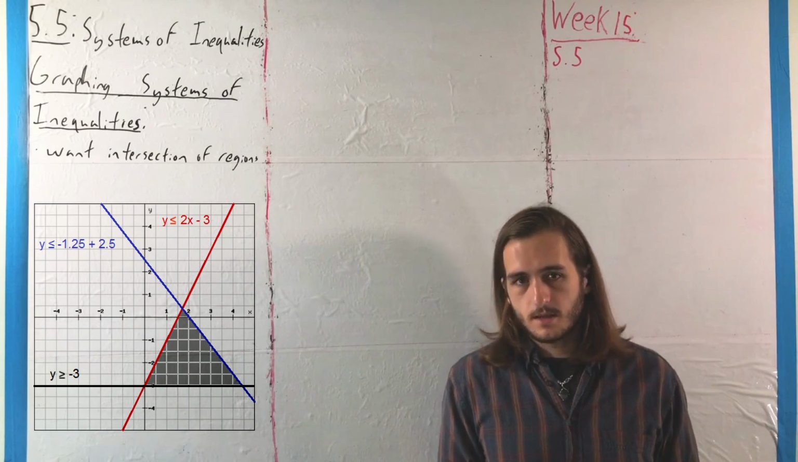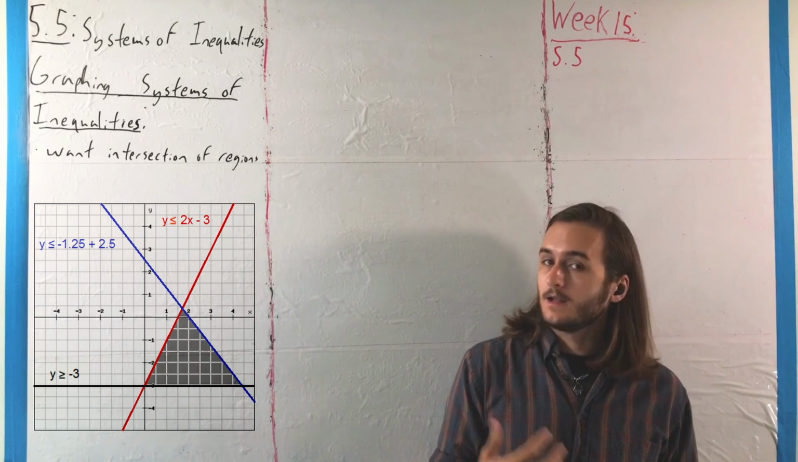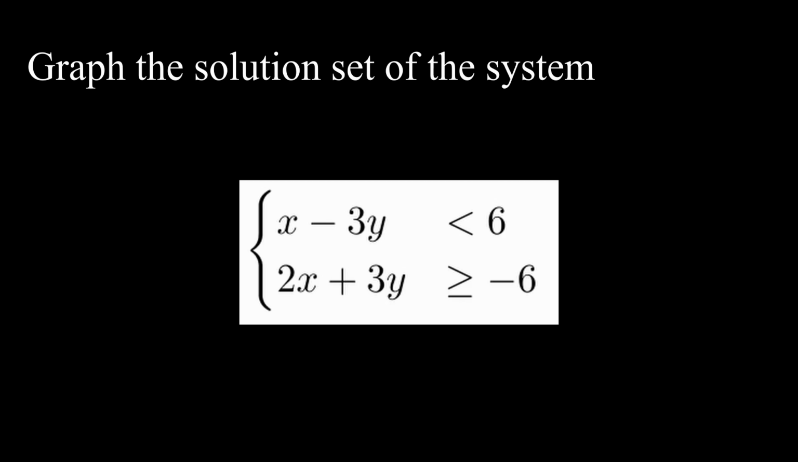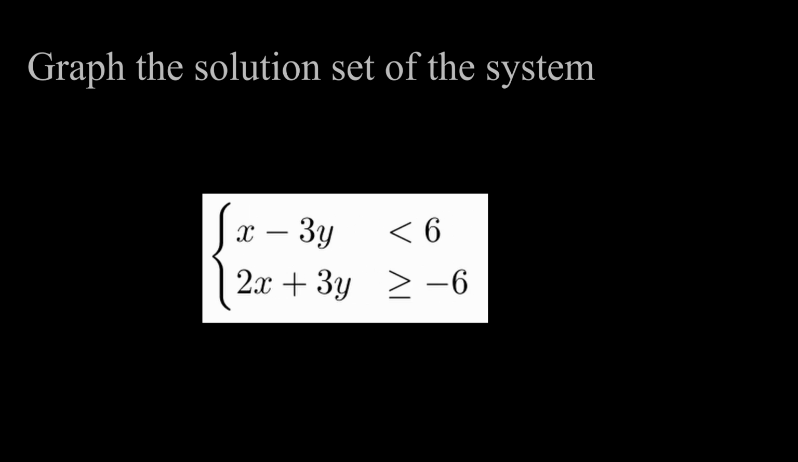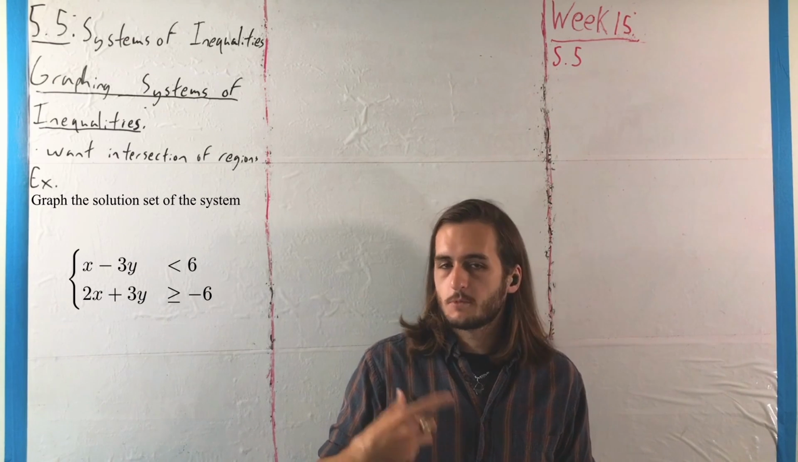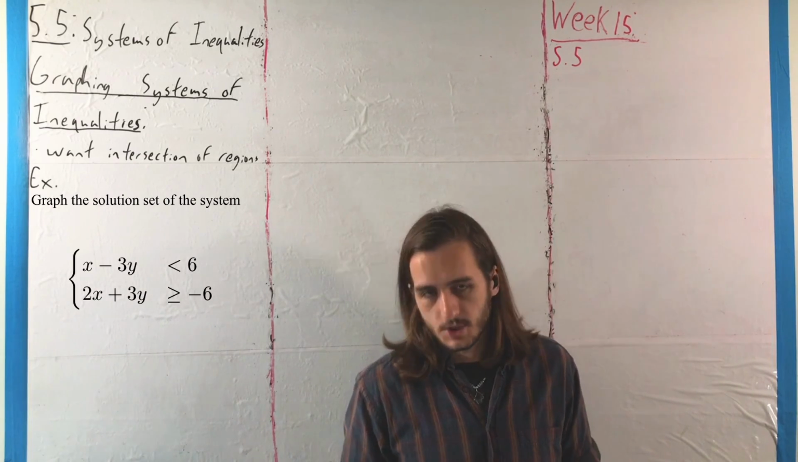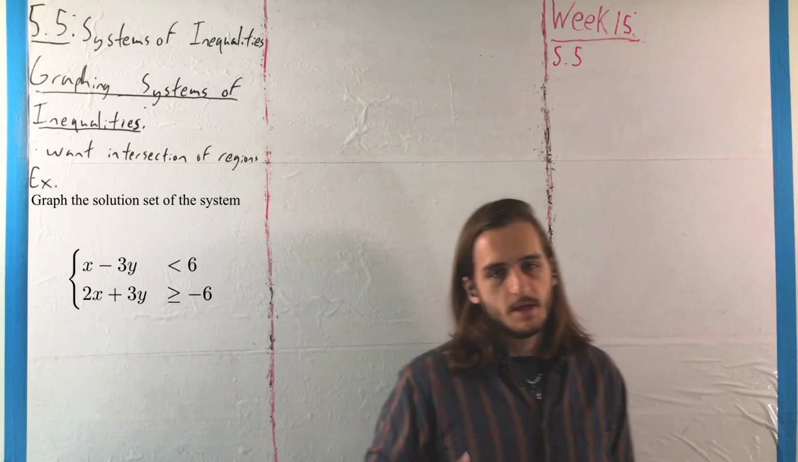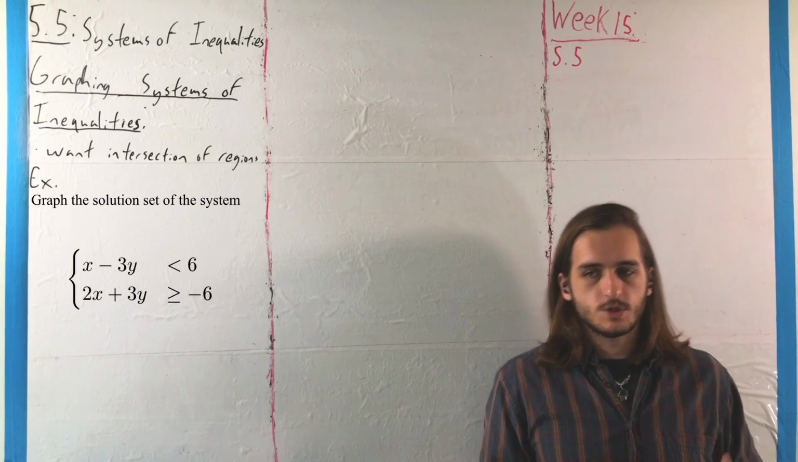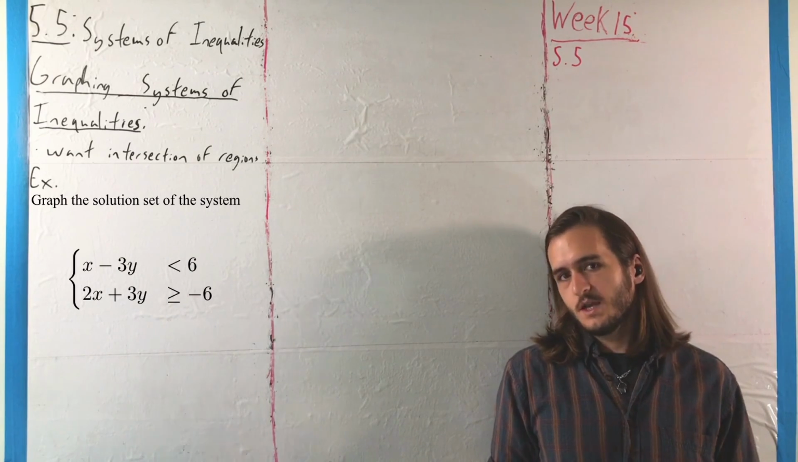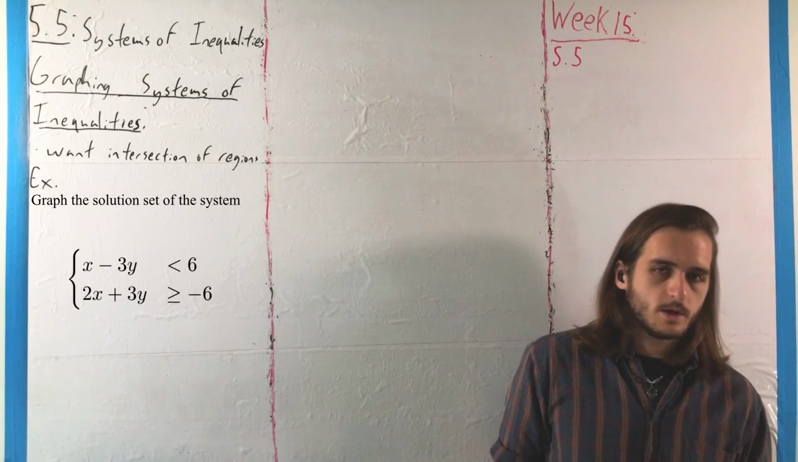So, best way to understand this, as usual, is to look at an example. For this example, we want to graph the solution set of the system x minus 3y is less than 6, and 2x plus 3y is at least negative 6. Again, it's not super obvious what happens when you have something in terms of that general form equation of a line. We can rearrange it to maybe get a better sense of each of those things in terms of slope-intercept and then get the locations a bit quicker.